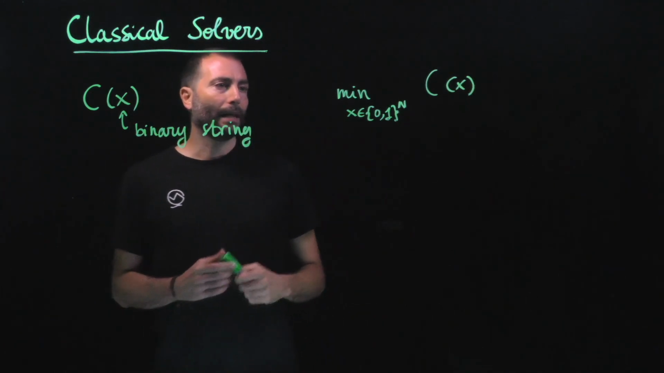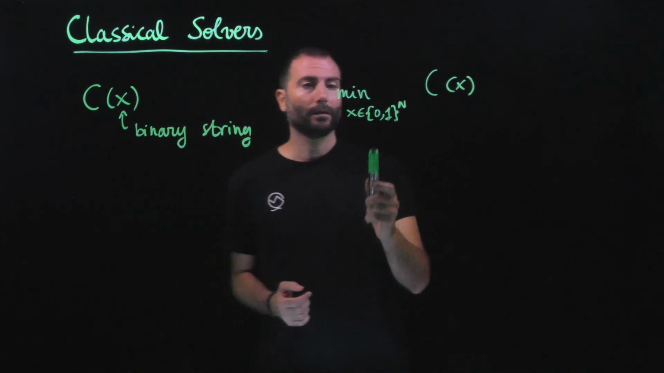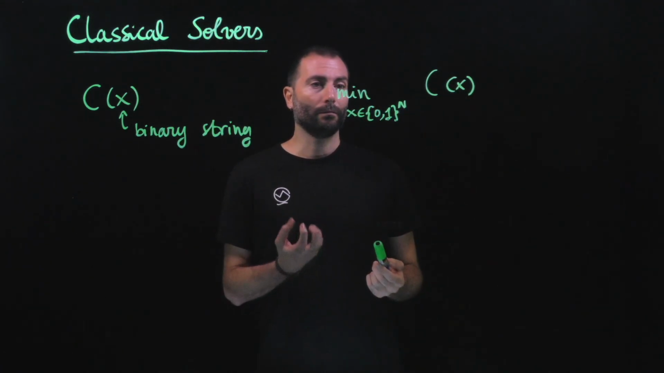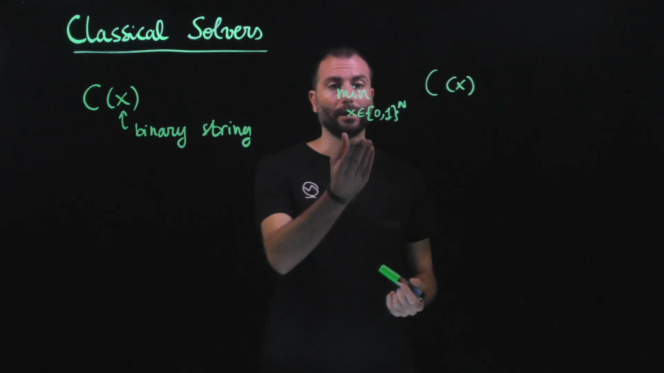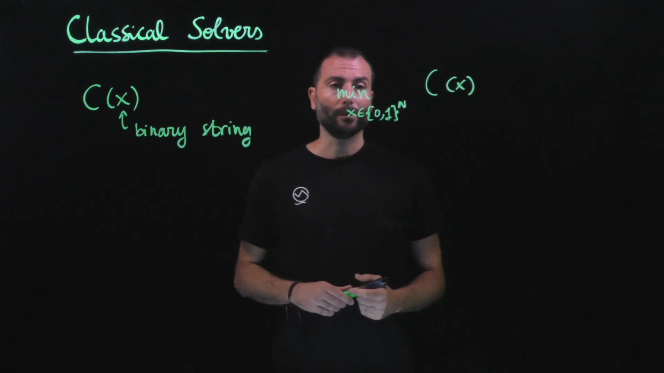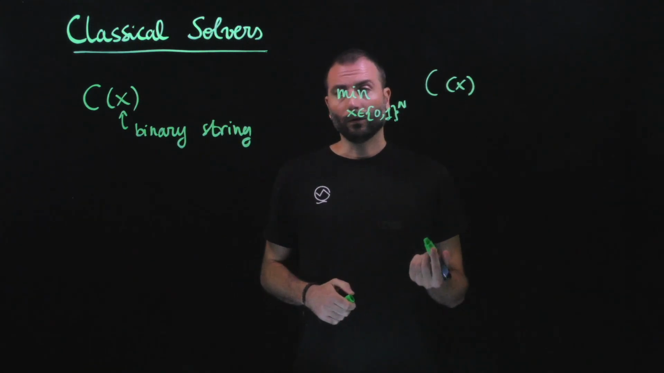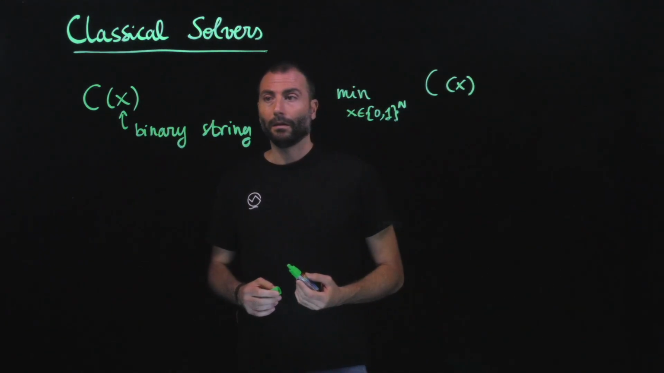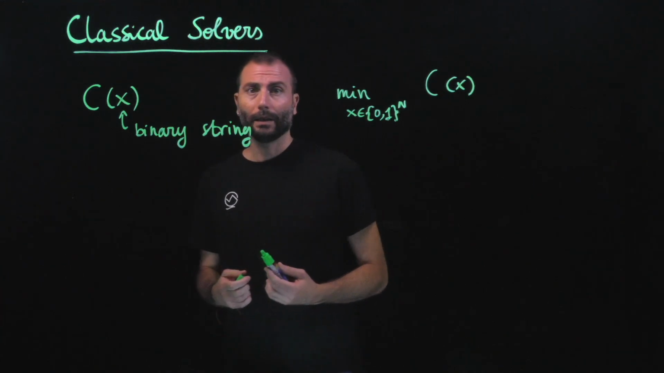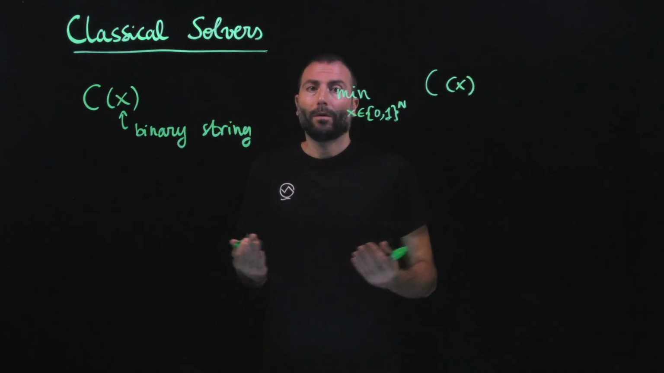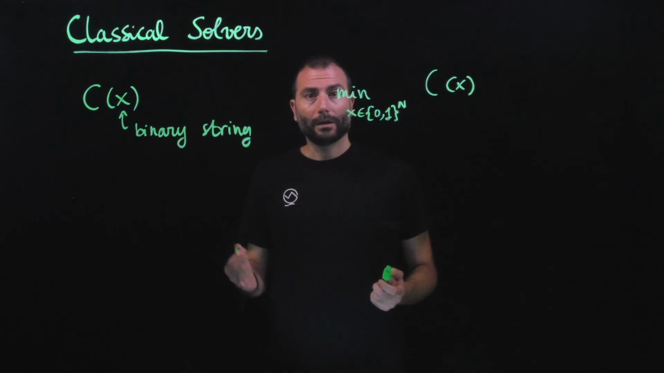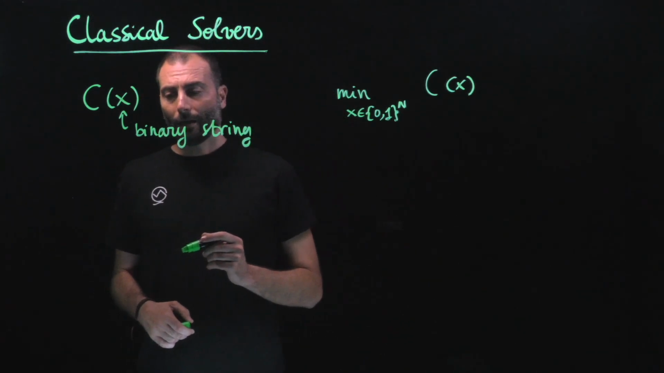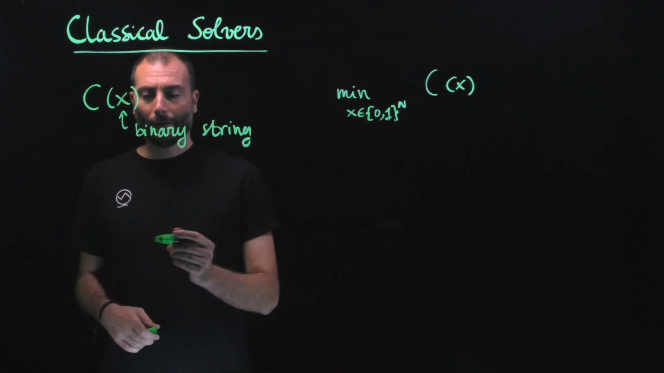So the naive exact approach would be just to consider all the possible bit strings, evaluate this function, and find the minimum, so find the x that attains the minimum. This is a valid approach. Actually, for small problems, it's the easiest thing that you can do, since it's the easiest way to program this. And so one could think of this as a tree, right?